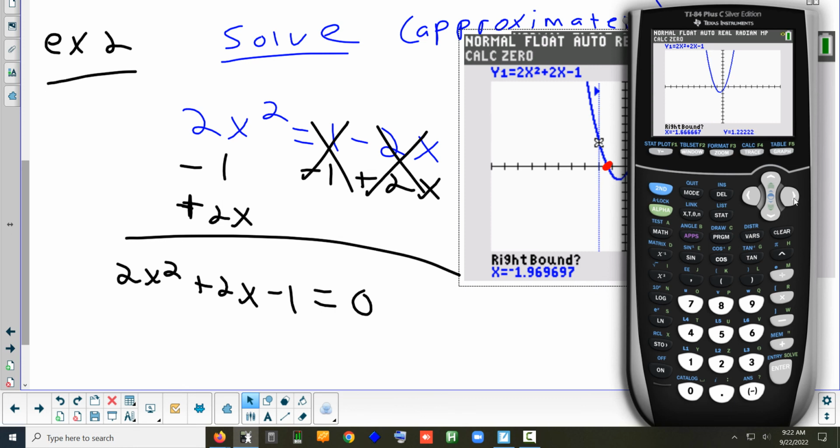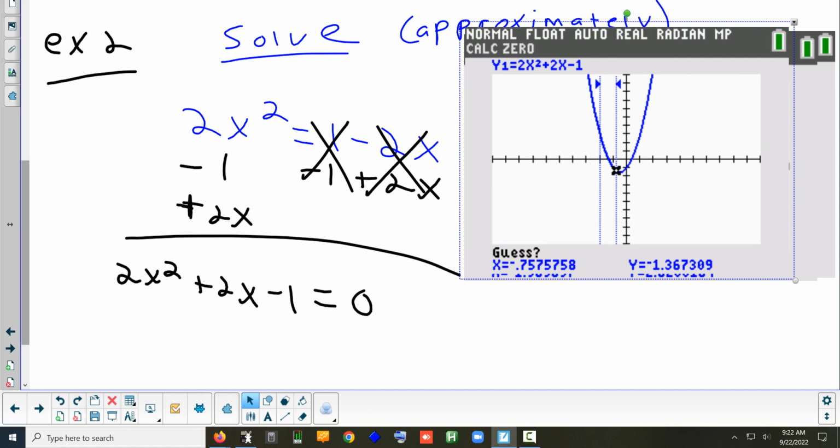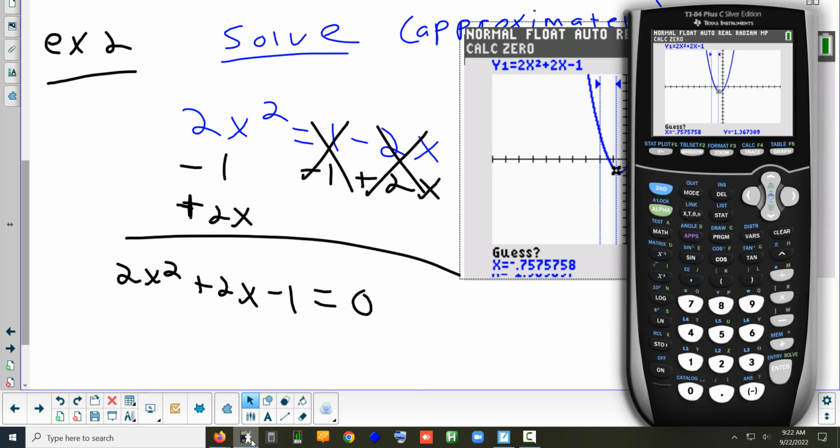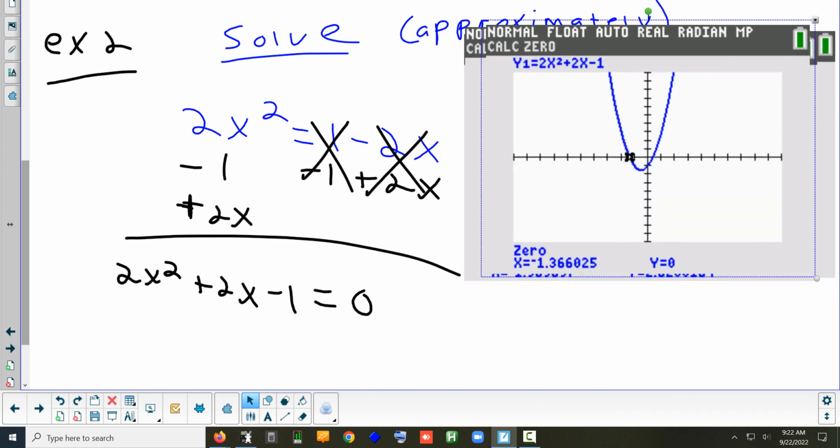Okay, next, move your cursor to the right and hit enter. And now you should have 2 dotted lines with the place where it crosses right in the middle. And the last thing is the guess. The guess doesn't really matter in this case. So you can just hit enter. And it gives me an answer of negative 1.37. That's not an exact answer, but that's okay. It's approximate.